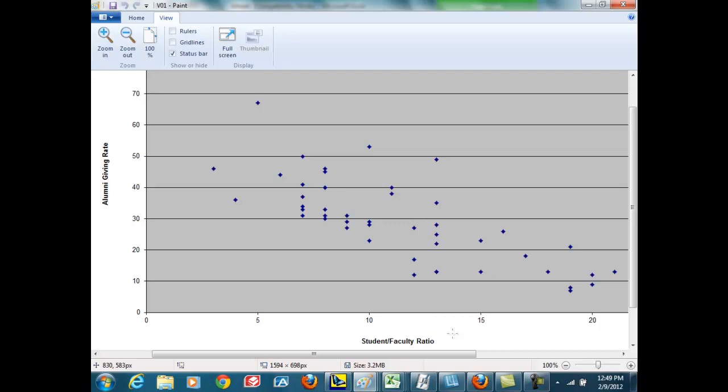Everybody clear? Okay. So here, a student-faculty ratio means that here they have fewer faculty per student, and here they have more faculty per student, and here is what percentage of alumni give back to them. Cindy, am I making sense?